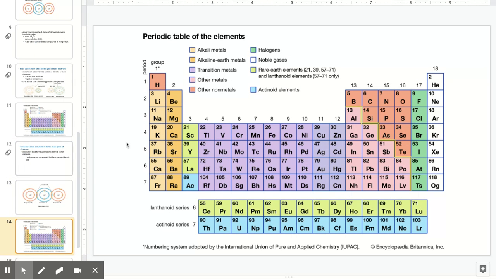On our periodic table, nonmetals bound to other nonmetals would be covalent bonds and covalent compounds. And covalent compounds are also known as molecules. Now, covalent compounds can also have more than two elements bound together.